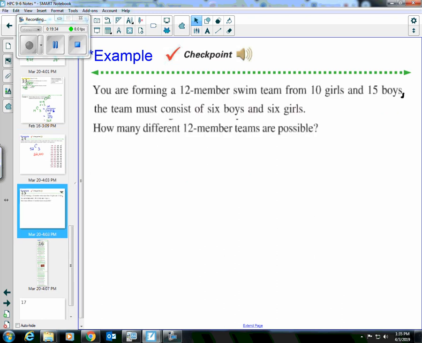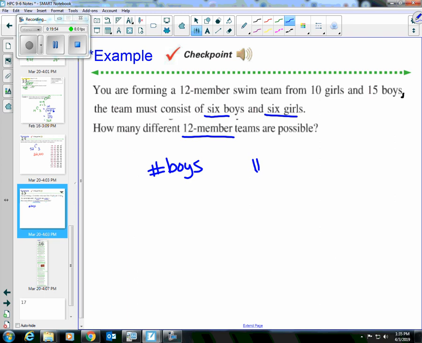All right, take a look at our last one. You're going to form a 12-member swim team from a group of 10 girls and 15 boys. And each team has to have 6 of each. So we have more people that can be on the team than what we're going to end up choosing. We have to select people. How many different 12-member teams are possible? So we're going to look at the number of ways we can select the boys and the number of ways we can select the girls. Then the counting principle would say, to get the total number of ways to do both, we're going to have to multiply those two numbers together.